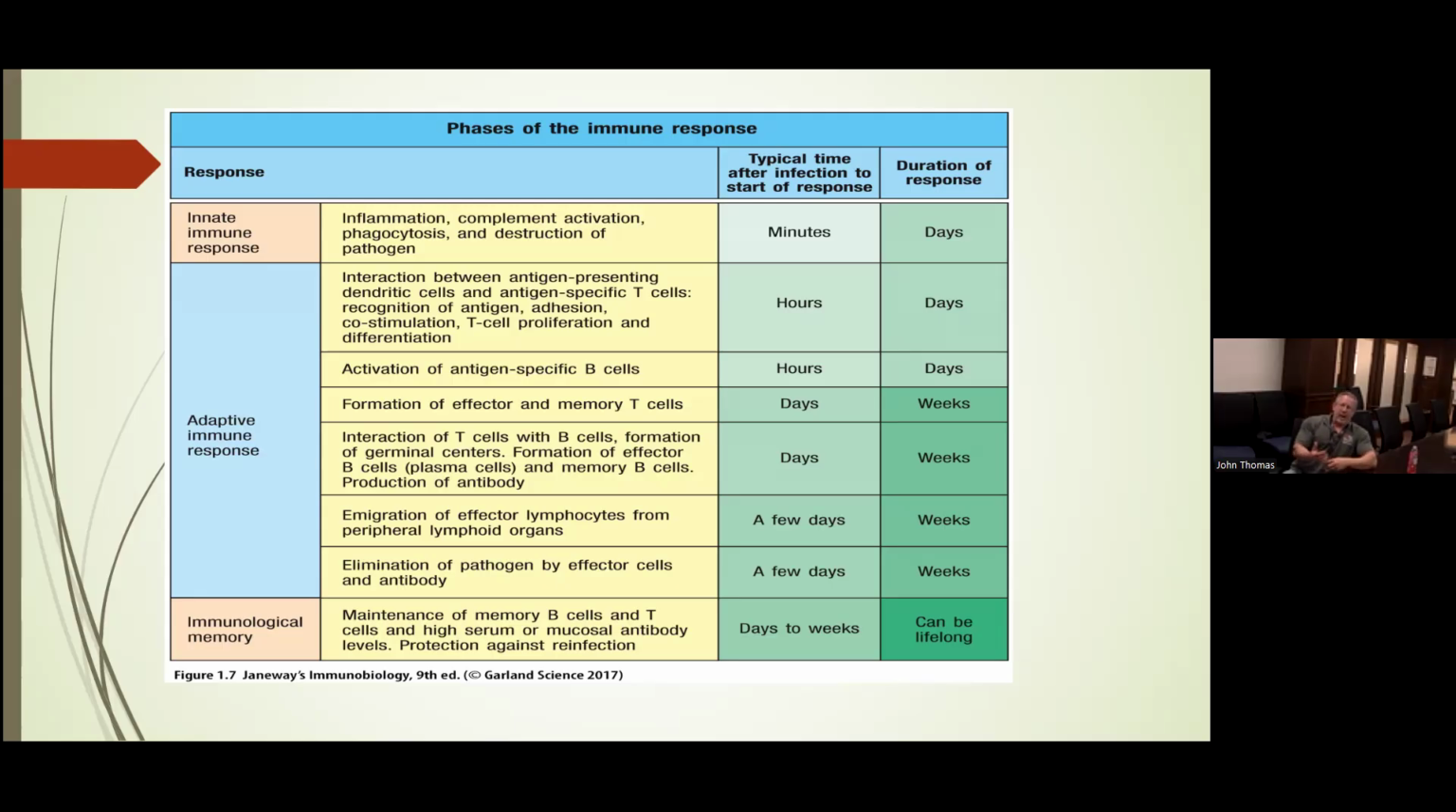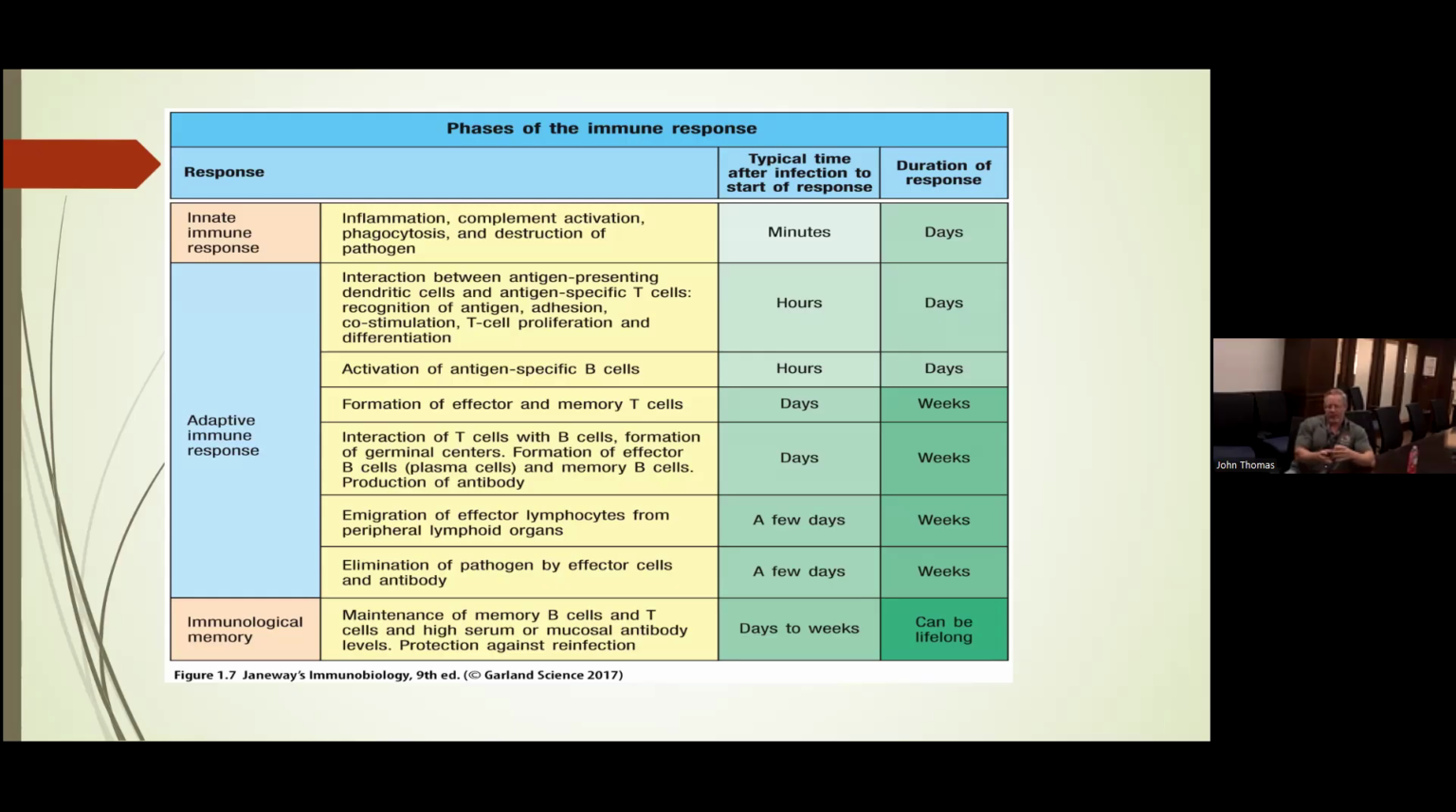When we talk about the adaptive immune response, then we're talking about a response that takes anywhere from hours to a few days to begin to really ramp up to activate. And this adaptive immune response can last anywhere from a few days to several weeks. And within the adaptive immune response, this is where we're going to get the specificity within immunity that we often think about when we talk about the immune system in general.